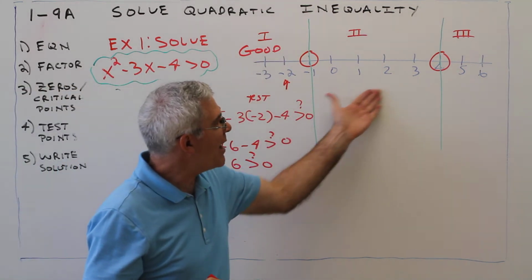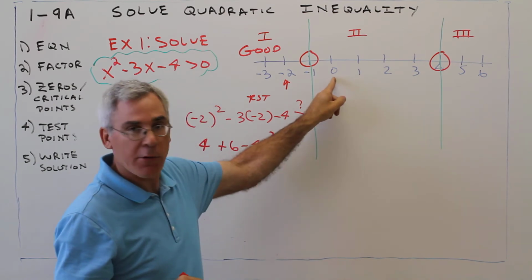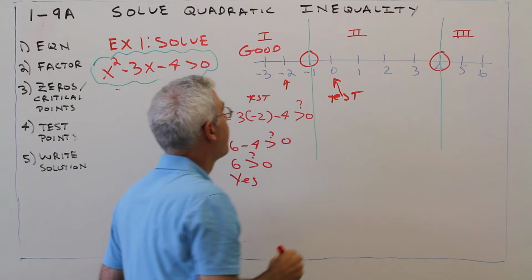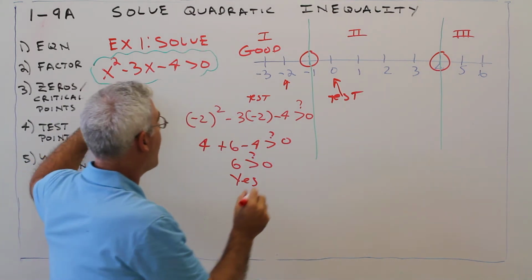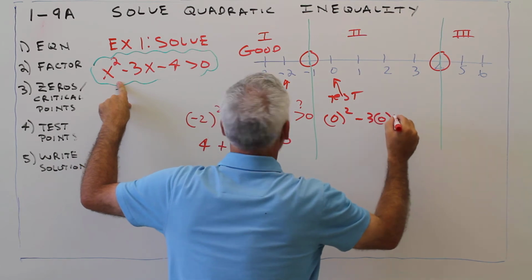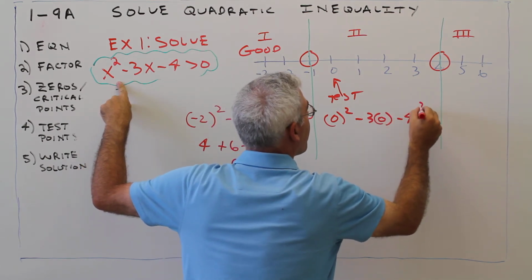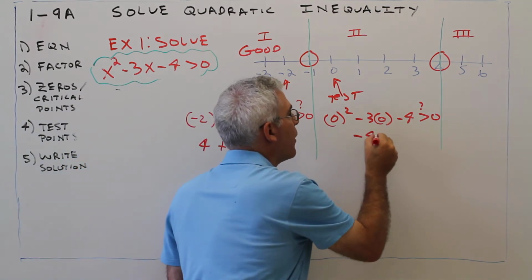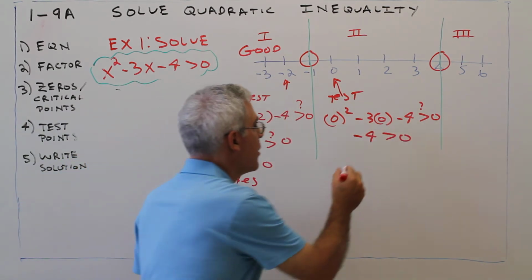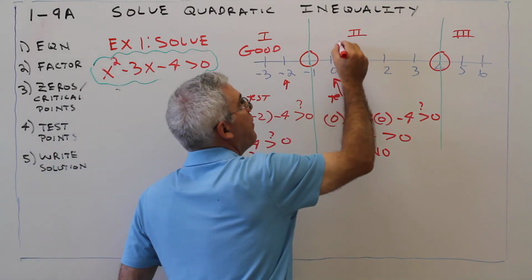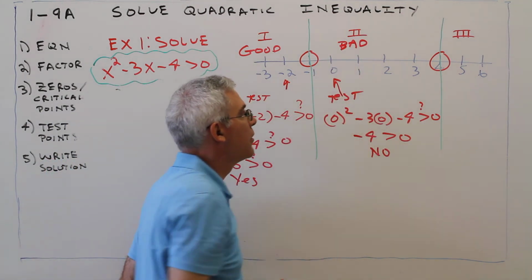Okay, I'll test any point in this region. 0 is going to be my friendliest point, so I'll test that one. Okay, and the original inequality is 0 squared minus 3 times 0 minus 4 bigger than 0. Is negative 4 greater than 0? No. So that means this is a bad region.